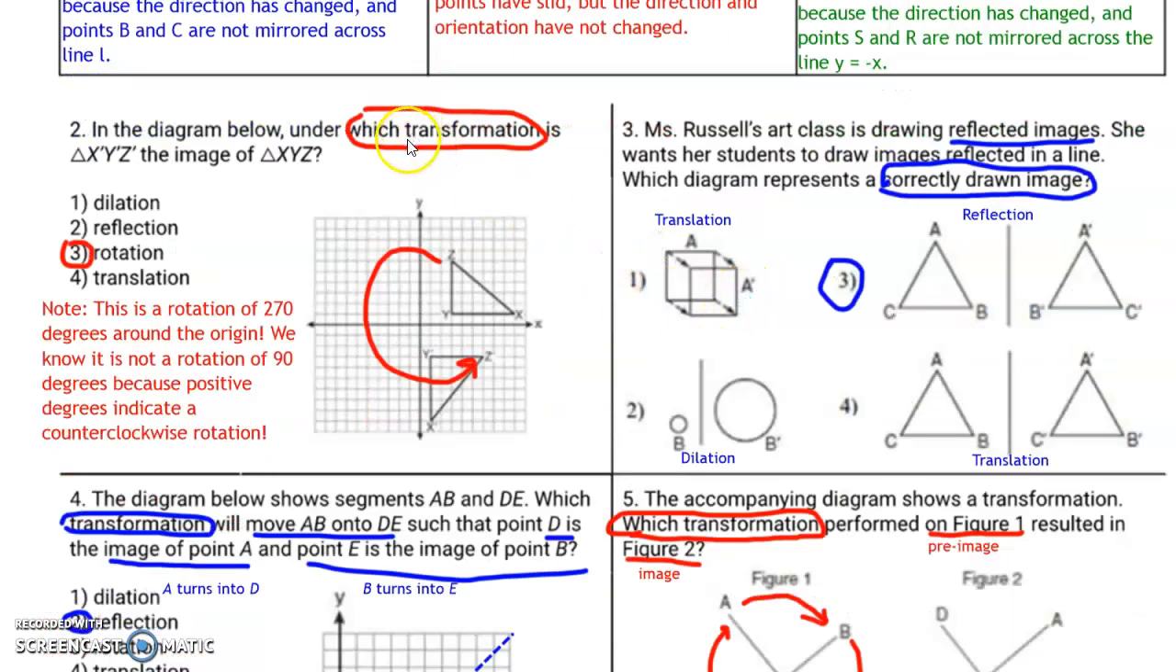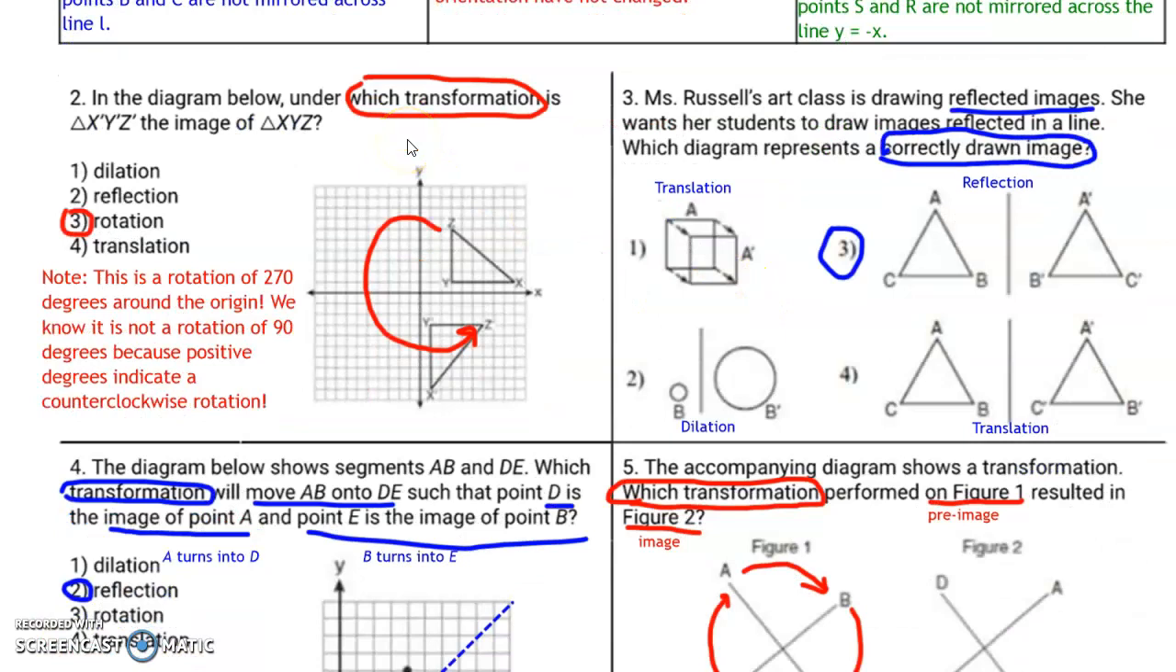For number 2, we're asked which transformation it is. This is a rotation of 270 degrees. It's not a rotation of 90 as many of you thought during class time. It's not a rotation of 90 because it doesn't go from here straight downwards. It actually goes around the circle. We're looking for a counterclockwise rotation.